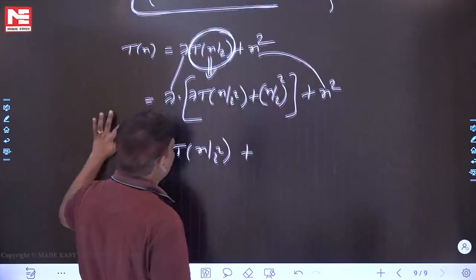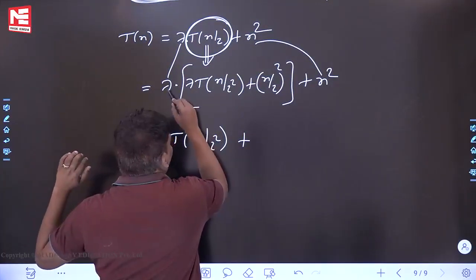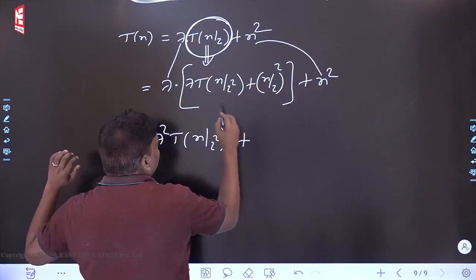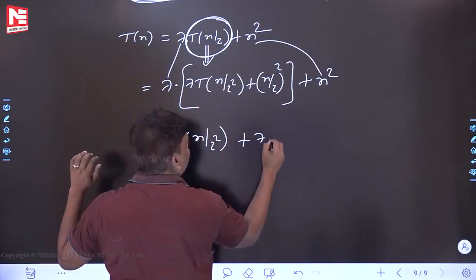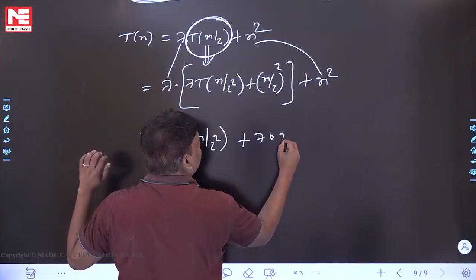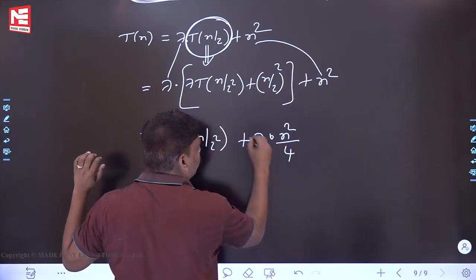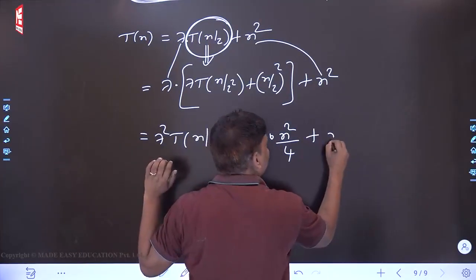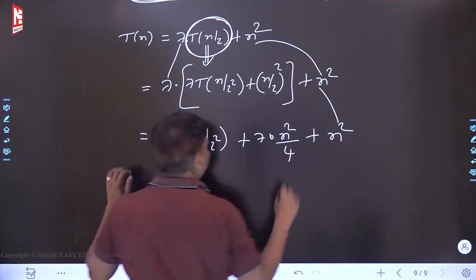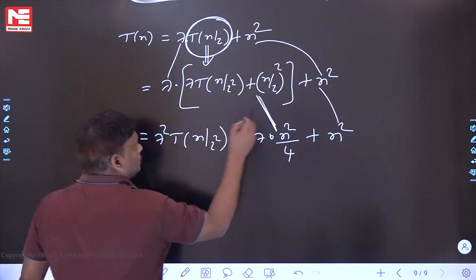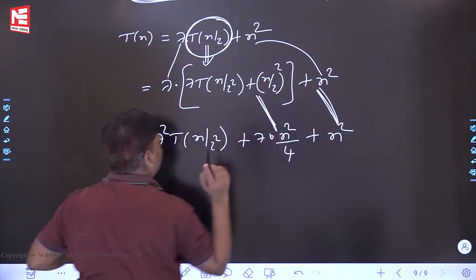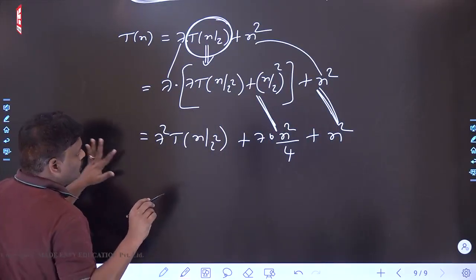Right? See this one, 7 square t n by 2 square. Let's simplify. 7 square t n by 2, t n by 2 square, it's okay. 7 into this 7 multiply into, what is the answer? n square by 4. I think no cancellation there. Keep as it is. n square outside as it is. Right? This one is fine. Next one. I think everything is fine now.